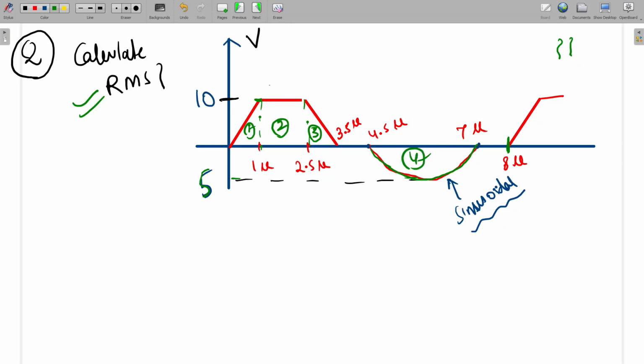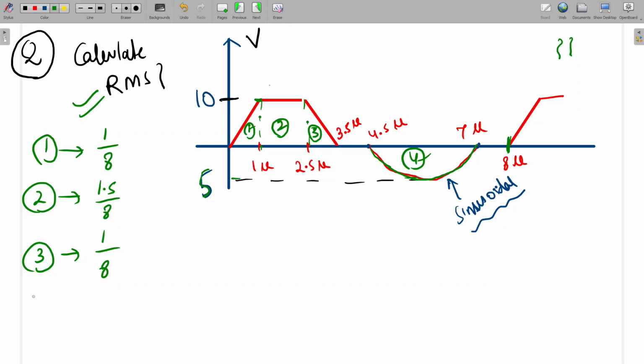First we will write the duty. What is the duty of waveform 1? Total time is 1 period, so the first duty will be 1 by 8. What will be the duty of the second signal? 1.5 by 8. For the third one, 1 by 8. And the fourth one is from 4.5 to 7, so it will be 2.5 by 8. We have calculated the duty for all 4 waveforms.